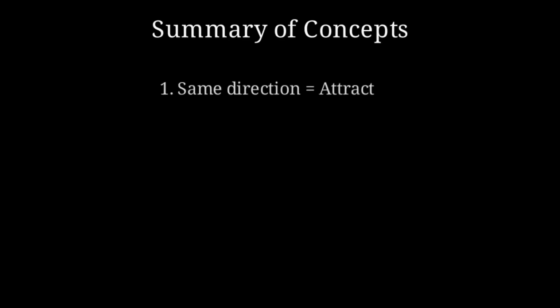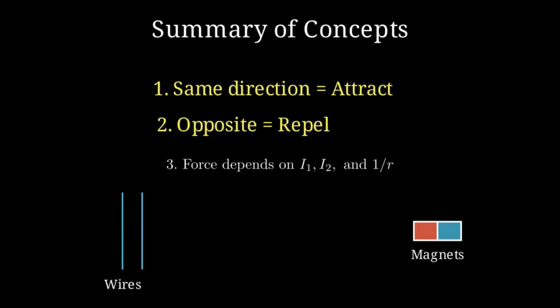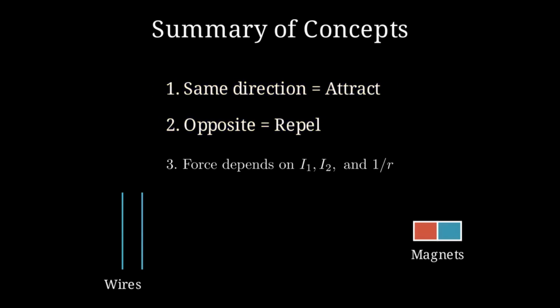To summarize, current creates a magnetic field, and that field exerts a force on nearby currents. Remember the direction rules: same direction attracts, opposite repels. The force grows with current strength but weakens as wires move apart.